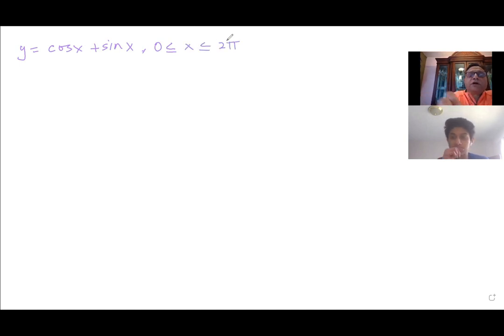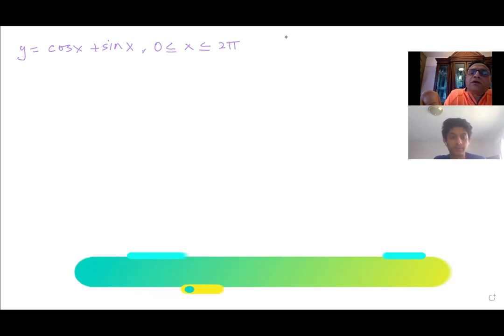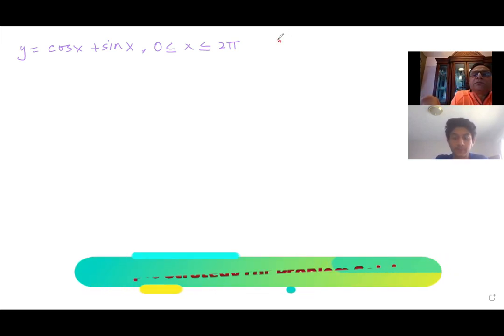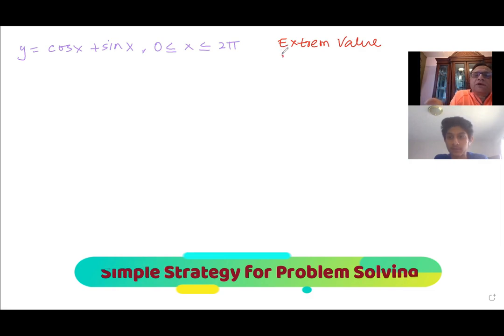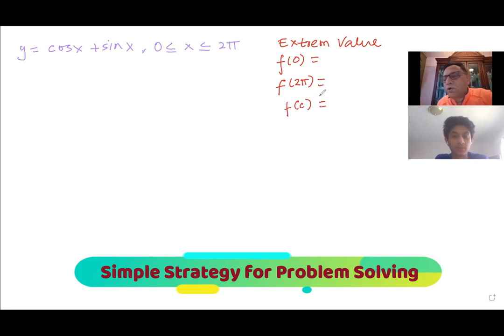You want extreme value. So remember one thing, that whenever you're looking for extreme value, that means you would have to look at the derivative too, right? Yes, and the value of the function at the two endpoints, which is in this case 0 and 2 pi, right? And also at a critical number, right? There could be more than one critical number, right? Correct. So that is what it really means.